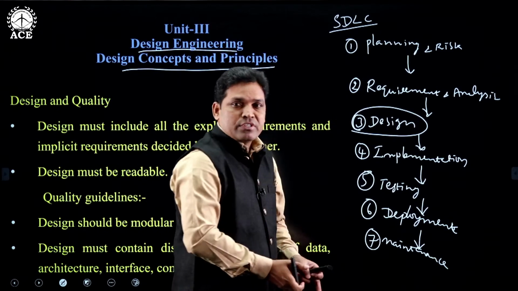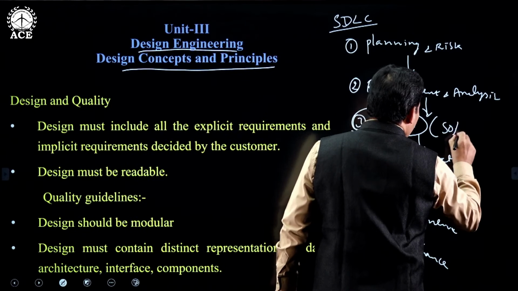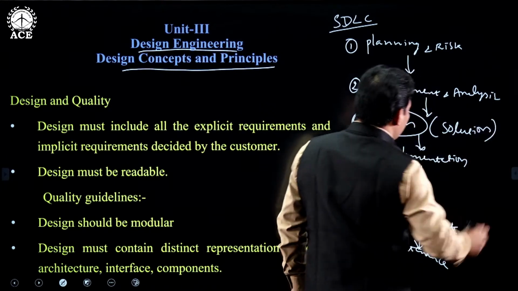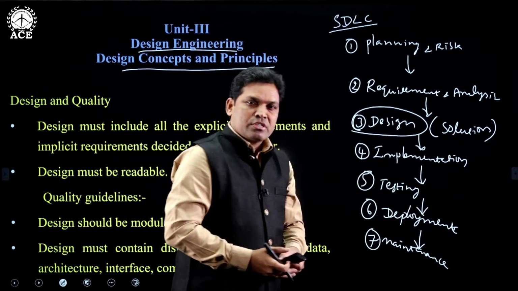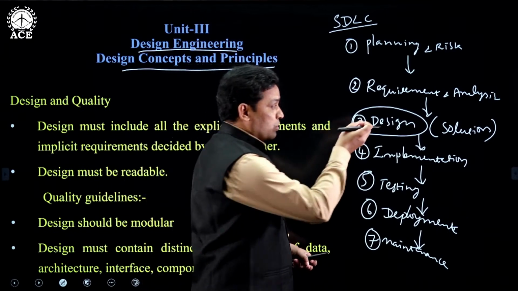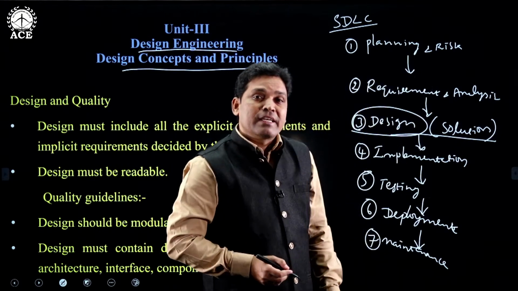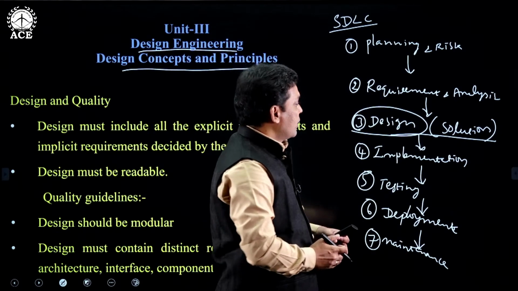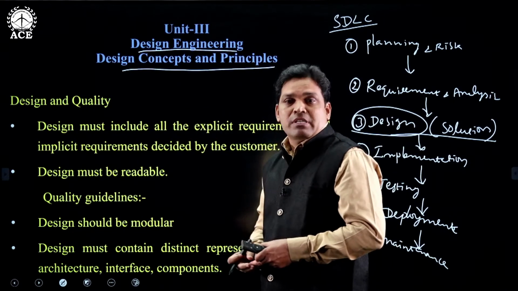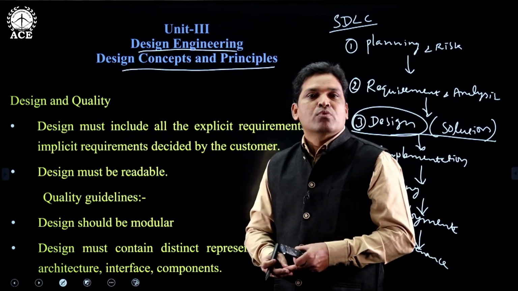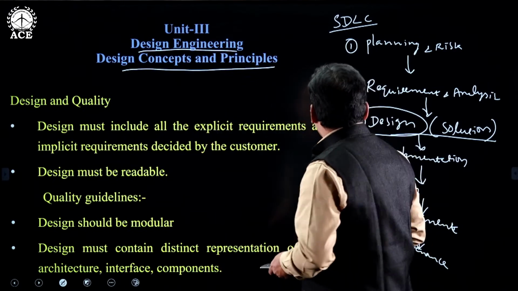Among all SDLC phases, which phase is giving the solution for the software system? This design phase is giving the solution for any software system. When the team is working on software projects, the architecture level designers and software designers are giving the solution for this particular software system. That's why design plays a major role. So when designers are going to design a software system, what are the design concepts and design criteria which they are supposed to follow to model or design a software system? That we'll discuss in detail.